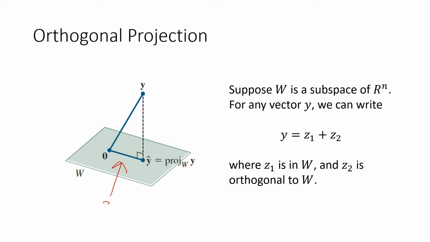That's our Z1. And our Z2 is the part that's sticking up totally perpendicular or orthogonal to W. Now in 3 dimensions, we normally portray it as, you have a plane and a line that's perpendicular to that. This works for multiple dimensions, so for as many dimensions as you have, the idea holds.